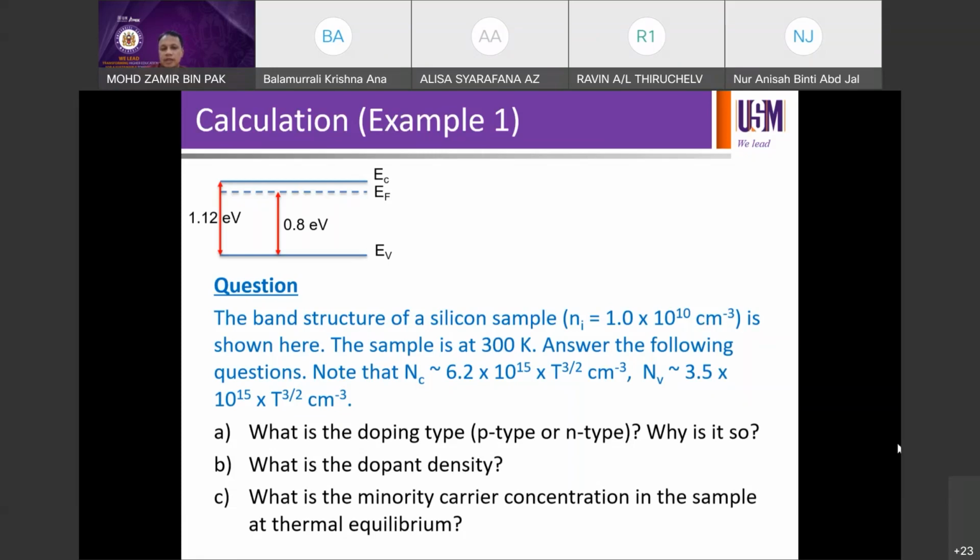Why is it n-type? Yes, EF is near EC, okay? Simple. EF is nearer to EC than to EV, right? The moment you can see your EF is skewed to one direction, either EC or EV, in this case EC, then it's n-type. If you see EF closer to EV, then it's p-type. Very, very easy, right? So that's the reason for the n-type semiconductor properties. So what is then the dopant density? How do you determine dopant density?